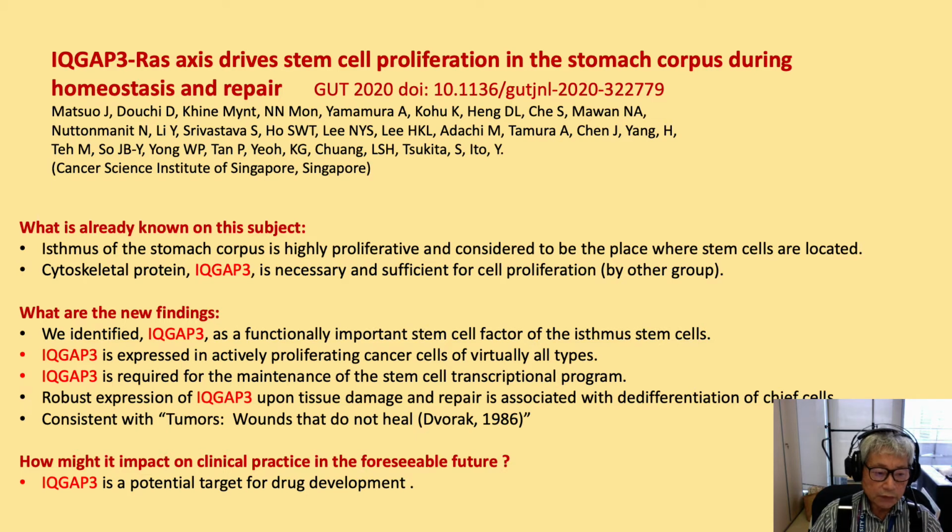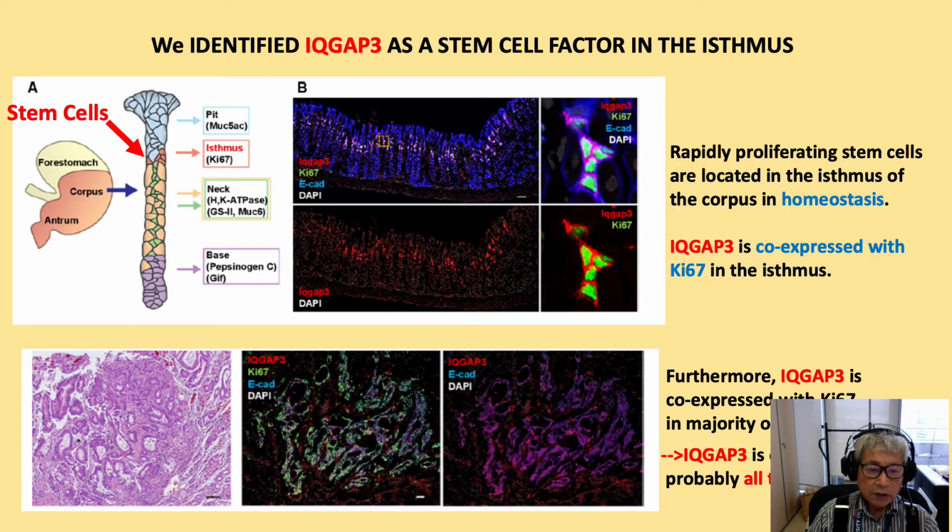So what are the new findings? We identified Iqgap3 as a functionally important stem cell factor of the isthmus stem cells. And Iqgap3 is expressed in actively proliferating cancer cells of virtually all types of cells, which are shown in this slide. We identified Iqgap3 as a stem cell factor in the isthmus.